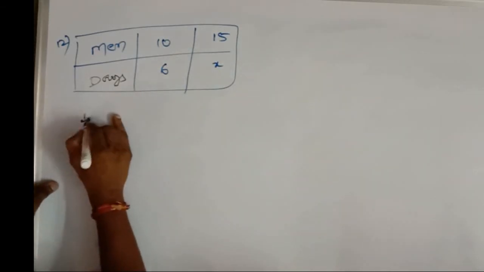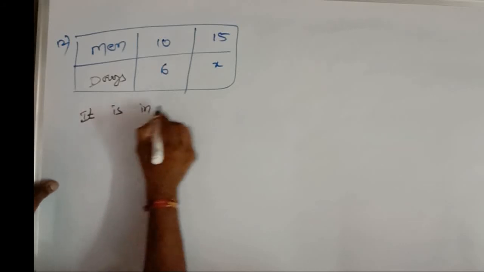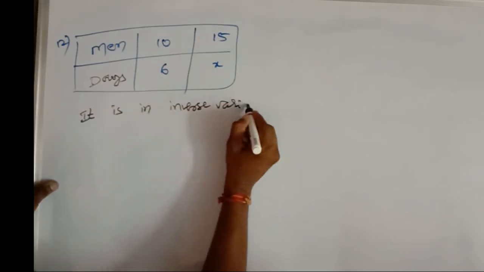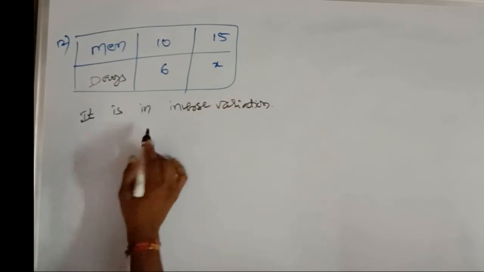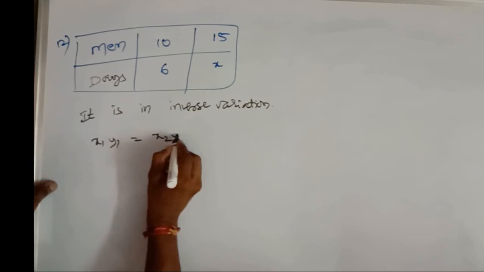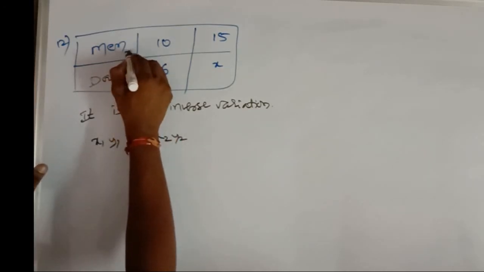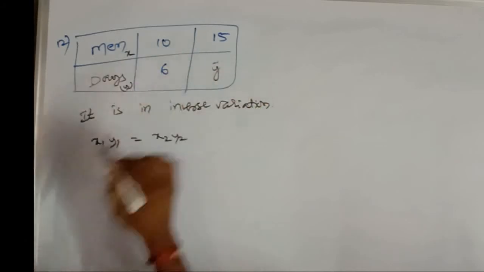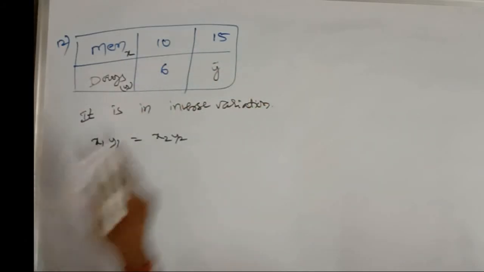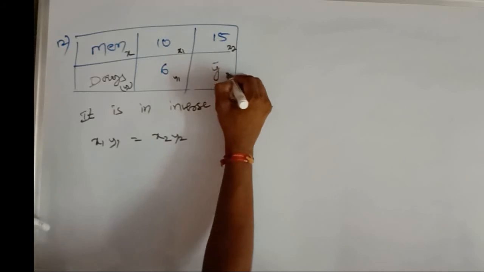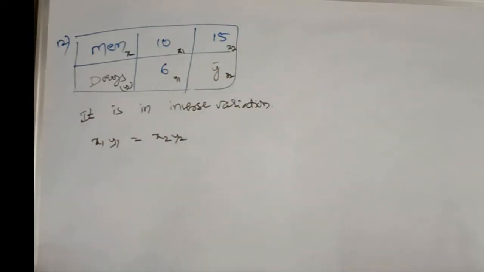Now it is in inverse variation, or indirect proportion. The inverse variation formula is x1 y1 is equal to x2 y2. So here men I am taking as x and days I am taking as y. So this will be x1, y1, x2, and this is y2.